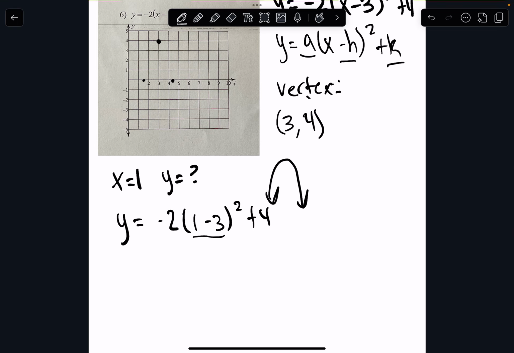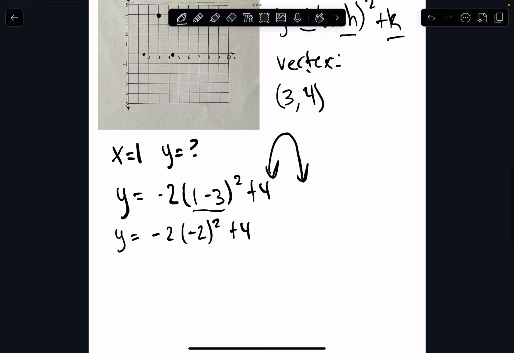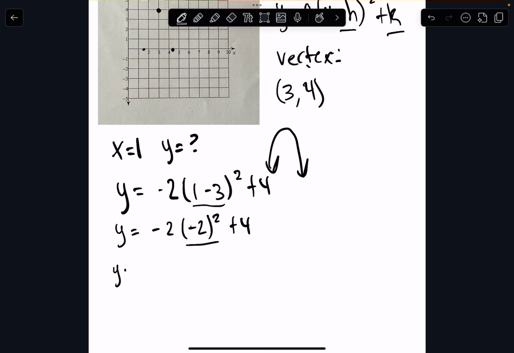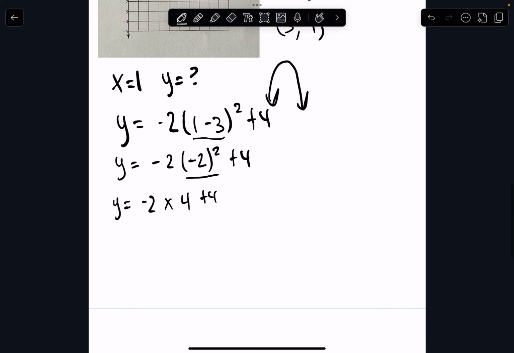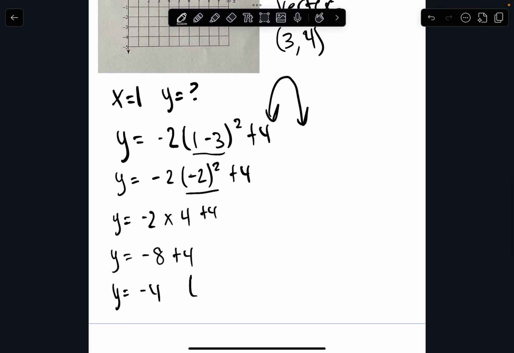So do the inside of the parentheses first. So y equals negative 2 times negative 2 squared plus 4. And negative 2 squared is the same thing as 2 squared. So negative 2 times 4 plus 4. Then y equals negative 2 times 4, which is negative 8, plus 4. And that's the same thing as negative 4. So that was when x is equal to 1. So our point is 1, comma negative 4.